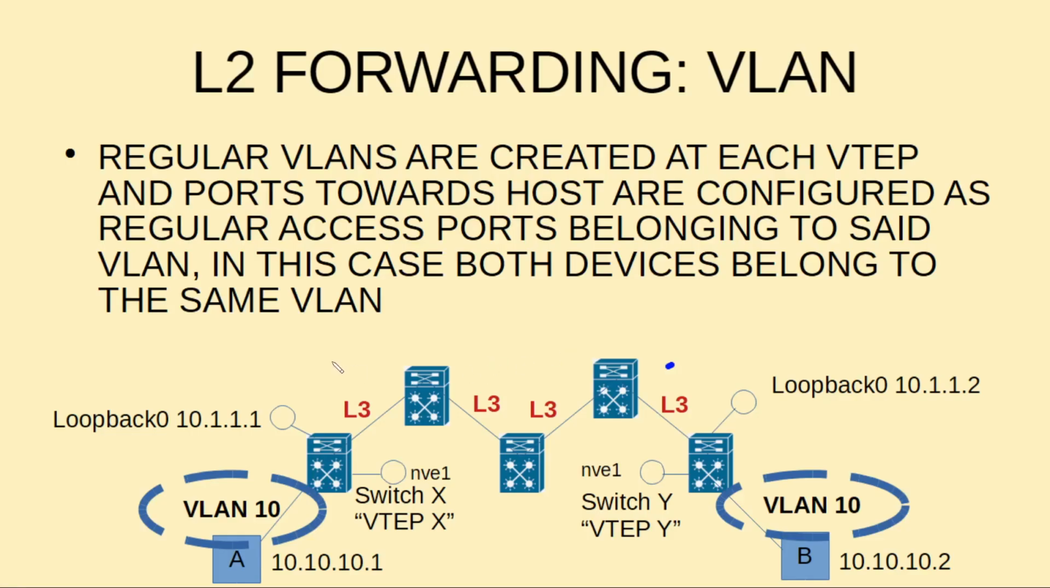Now the first step will be configuring the same VLAN. So we are going to use VLAN 10. We are going to configure VLAN 10 here in this device and this device, and we are going to associate these ports as belonging to the VLAN number 10. They are regular access ports.